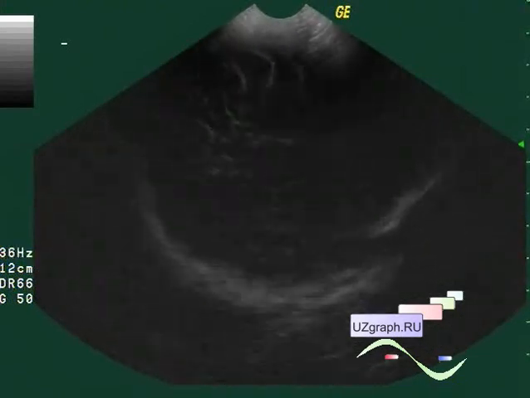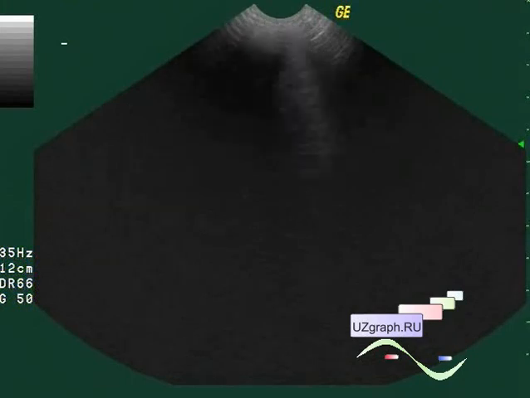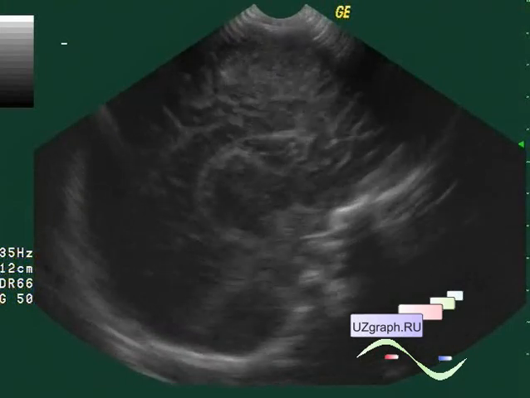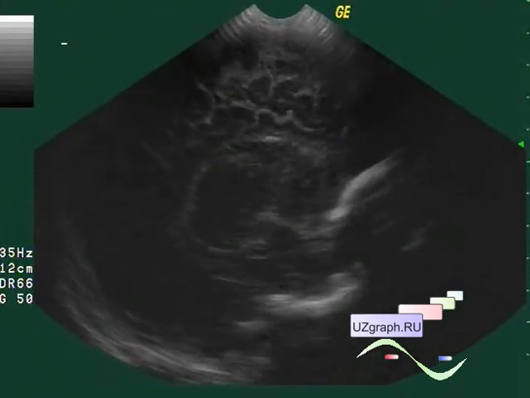Also, we use the sagittal view to analyze the anatomical structure of the brain.